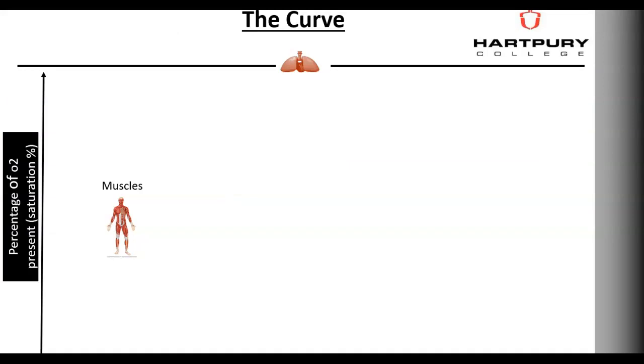So the curve itself then. So when we see the oxygen dissociation curve, it is almost a backwards S shape. So this green line represents the oxygen dissociation curve. So at the top of the curve, that represents our lungs, and at the bottom it's representing our muscles and our tissues. Okay. So on the y-axis we have the percentage of oxygen present, so the oxygen saturation, and on the x-axis at the very bottom, that is the pressure of oxygen.